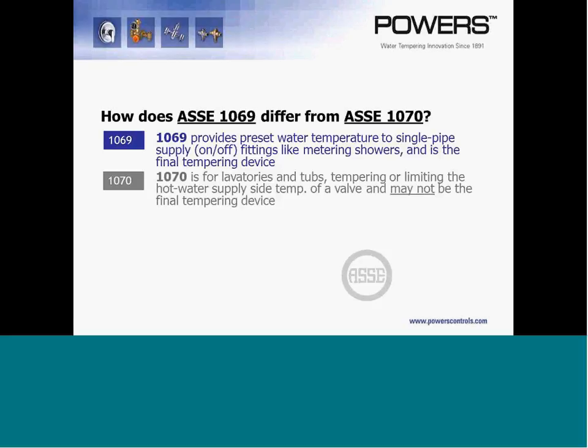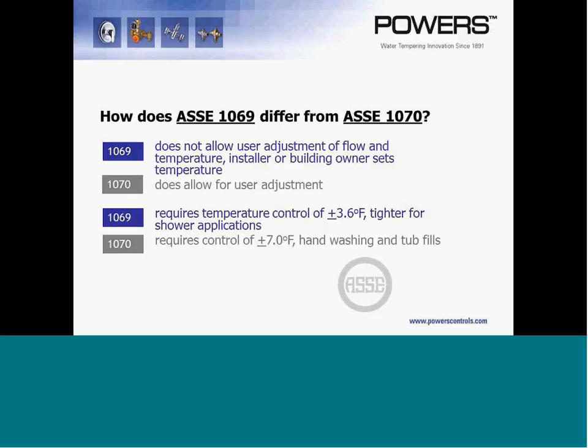1069 versus 1070. So 1069 provides preset water temperature to a single pipe supply again. I know some of this is redundant, but again, I'm trying to help you familiarize yourself a little bit through repetition. 1070 is for laboratories and tubs, so the tempering or limiting of the hot water supply side of a valve, and again, may or may not be the final device. So the 1069 valve, again, does not allow user adjustment of flow, and the 1070 valve does allow the user adjustment of flow. The 1069 valve requires plus or minus 3.6 degrees, while the 1070 valve, again, is the plus or minus 7, so a little bit more forgiving with the temperature control for hand washing and tub fill.